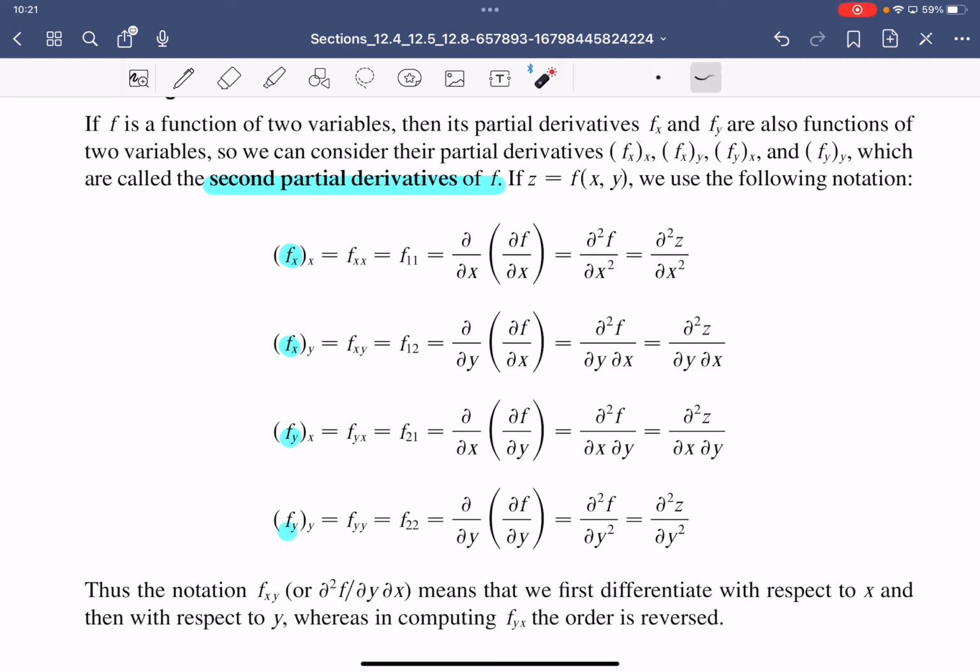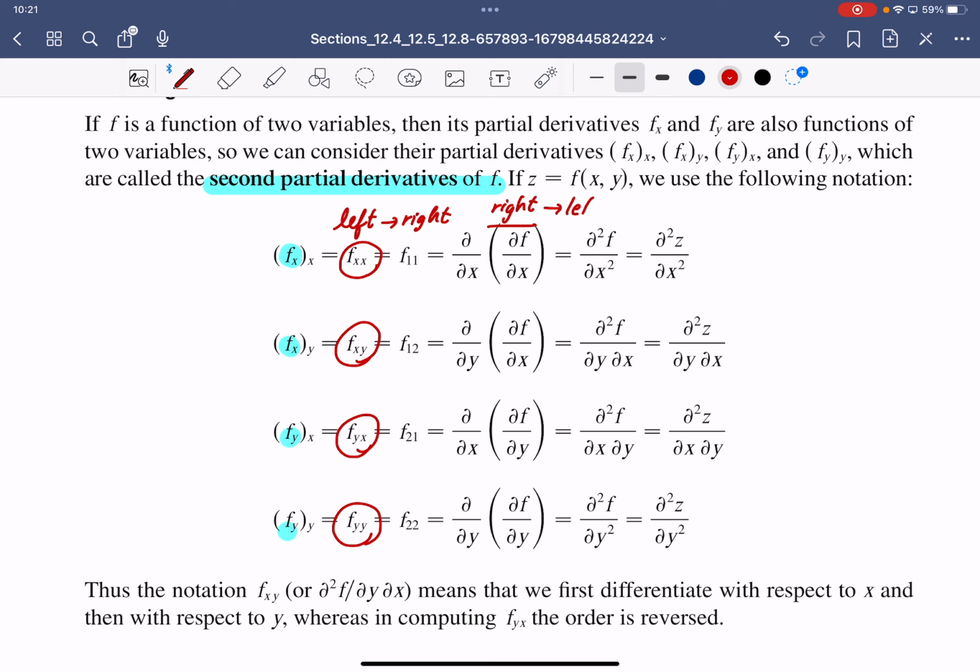It's gonna be fxx or fxy. This notation, you're gonna read it from left to right. So you can use fxx, fxy, fyx, and fyy. But if you use this notation, you're gonna read it from right to left.